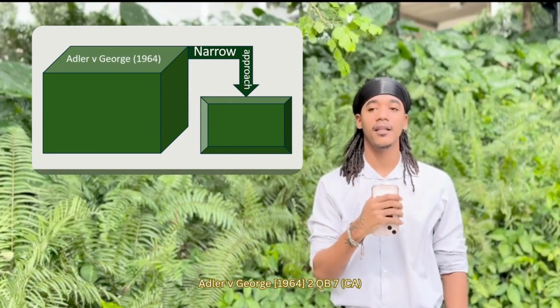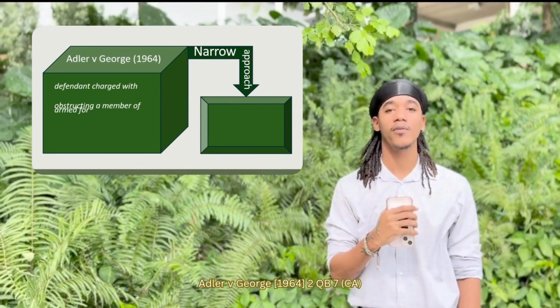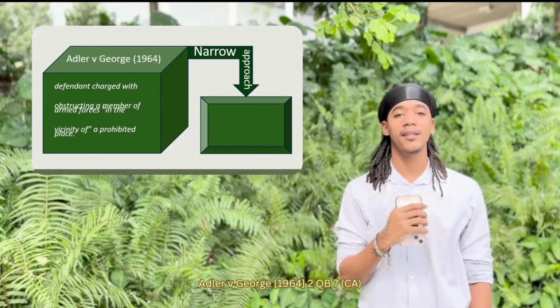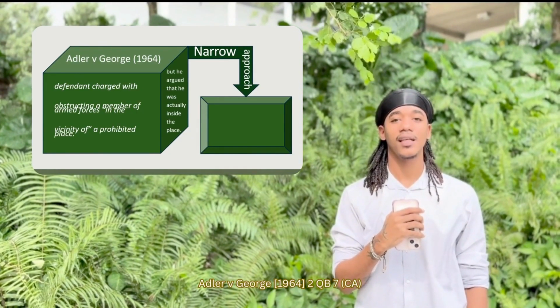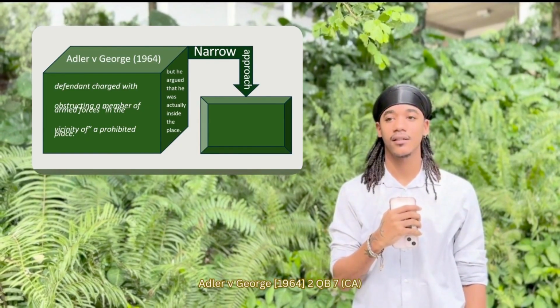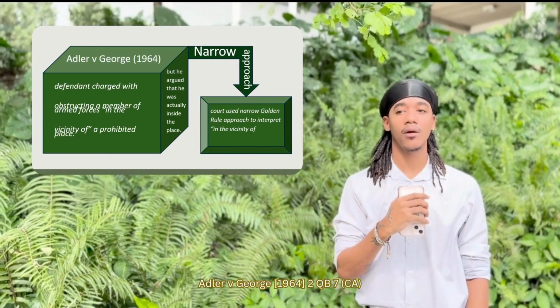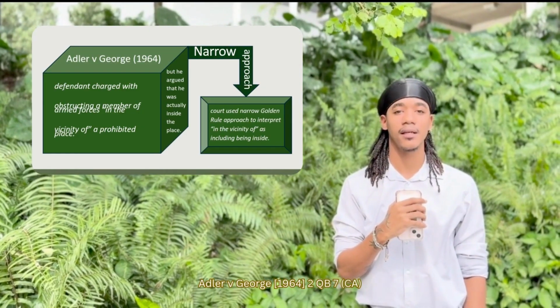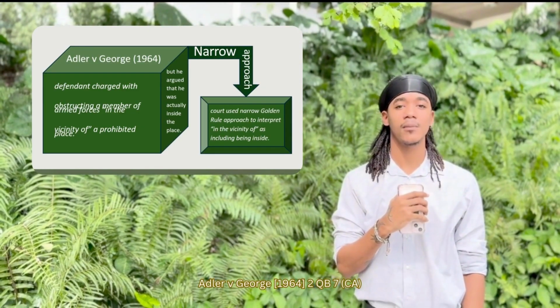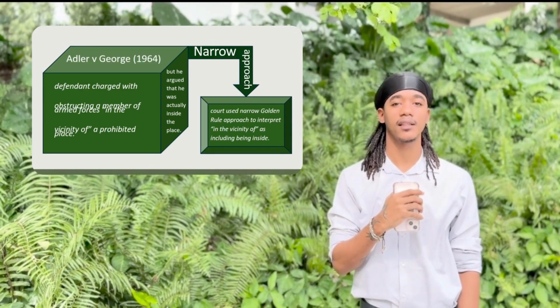In this case, the defendant was charged with obstructing a member of the armed forces by being in the vicinity of a prohibited place. He argued that he was actually inside the place. The courts used the narrow Golden Rule approach to interpret "in the vicinity of" as including being inside, because it would be ridiculous if someone outside could be guilty for something that someone inside could not.